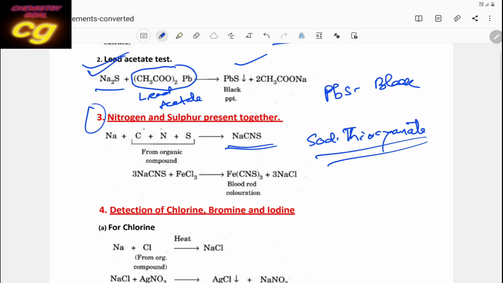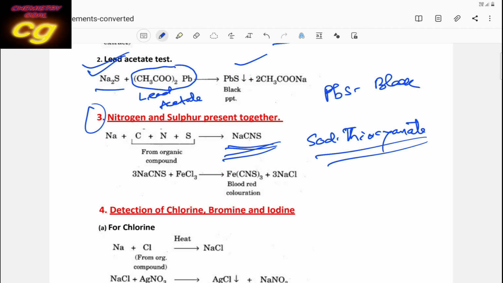Sodium thiocyanate: how is it produced? When the organic compound is fused with sodium metal, the sodium reacts with the carbon, nitrogen and sulfur in the organic compound, forming an ionic compound, that is sodium thiocyanate. This sodium thiocyanate is water soluble and is present in the Lassaigne's extract in the solution.